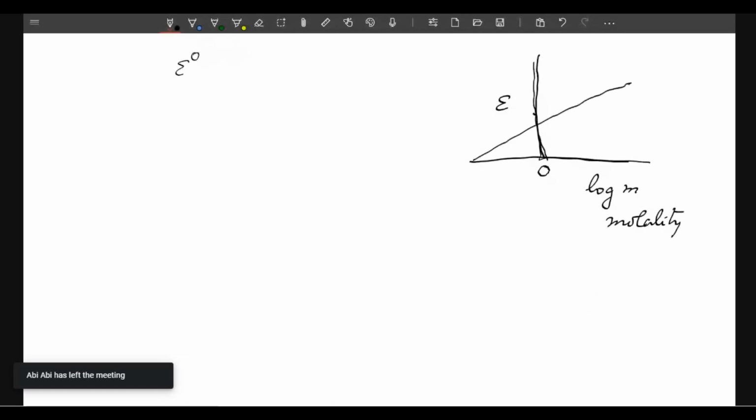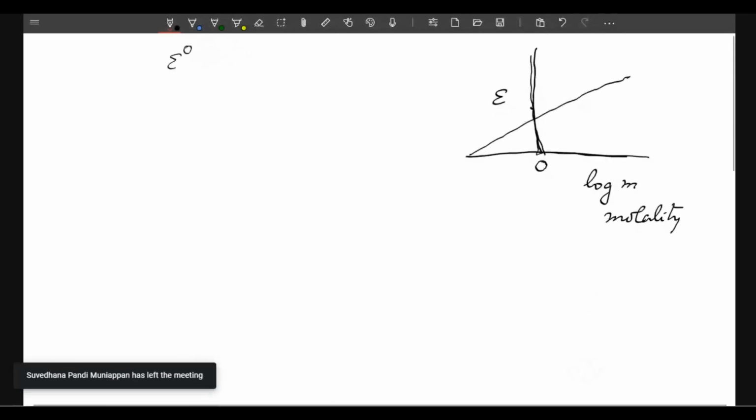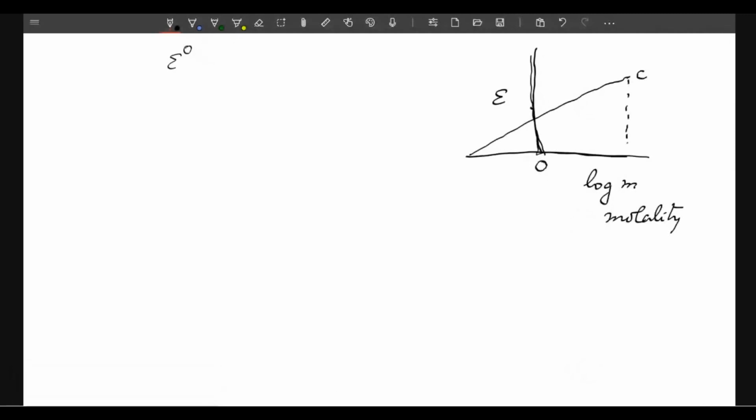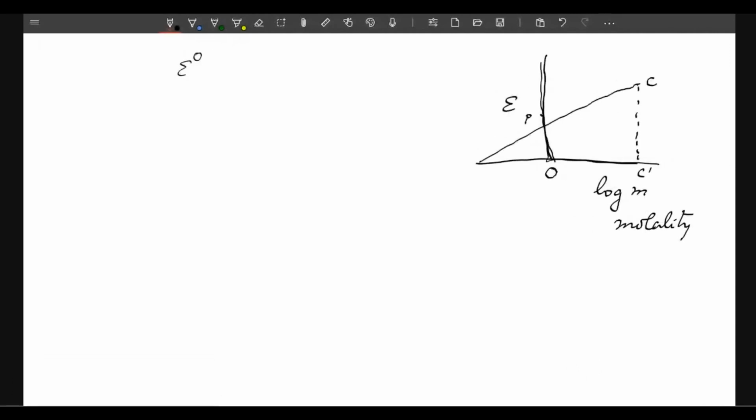This is the graph given. This is C, dotted lines, C prime. This is B, and this is B prime. And here the epsilon is going on increasing, and the line cuts the minus x-axis at the point A. This is the graph given.